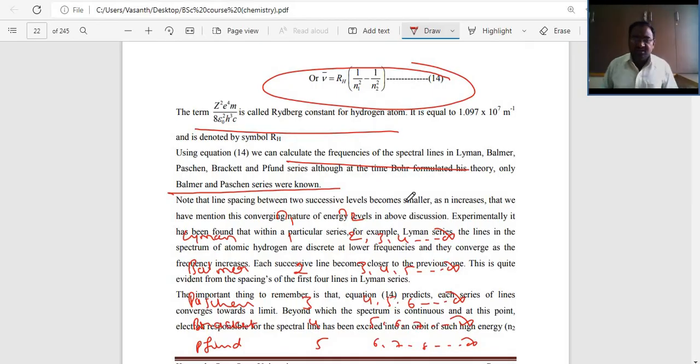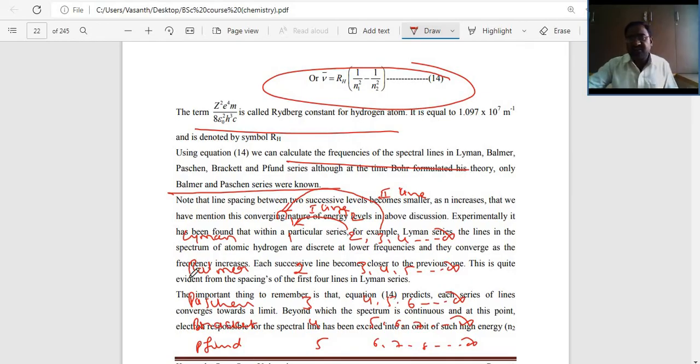When the electron jumps from n2 equal to 2 to n1 equal to 1, that is the first line of the Lyman series. Suppose the electron jumps from energy level 3 to energy level 1, that is the second line of the Lyman series.